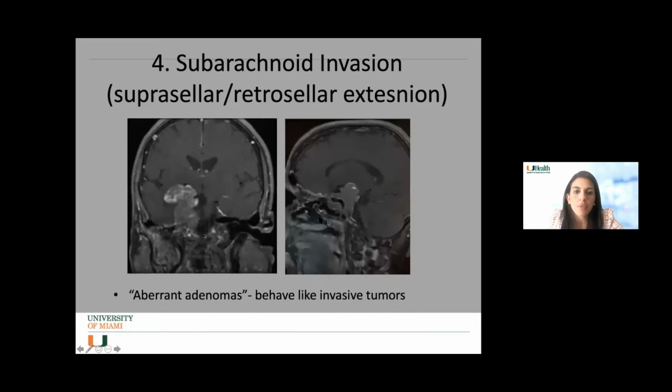Next, these tumors can have subarachnoid invasion, okay? And you can approach this through the endoscopic approach. And for the tumors that do have subarachnoid invasion, these are a little bit different. They're what we call the aberrant adenomas, because they really do behave like invasive tumors. And this is where resection with the four-handed technique is really critical.